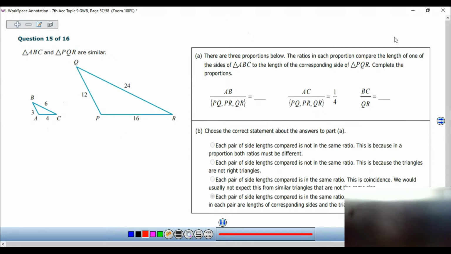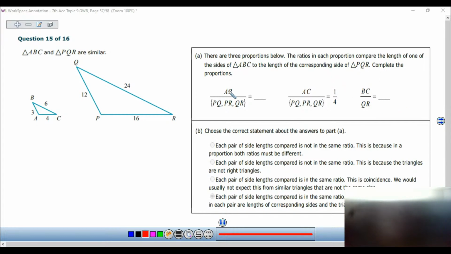Number 15. I'm going to move this stuff out of the way here. All right, we got these 2 similar triangles. We've got triangle ABC, we got triangle PQR, and we're trying to figure out how they relate to each other. There's 3 proportions below. The ratios in each proportion compare the length of one of the sides of triangle ABC to the length of the corresponding side of PQR.